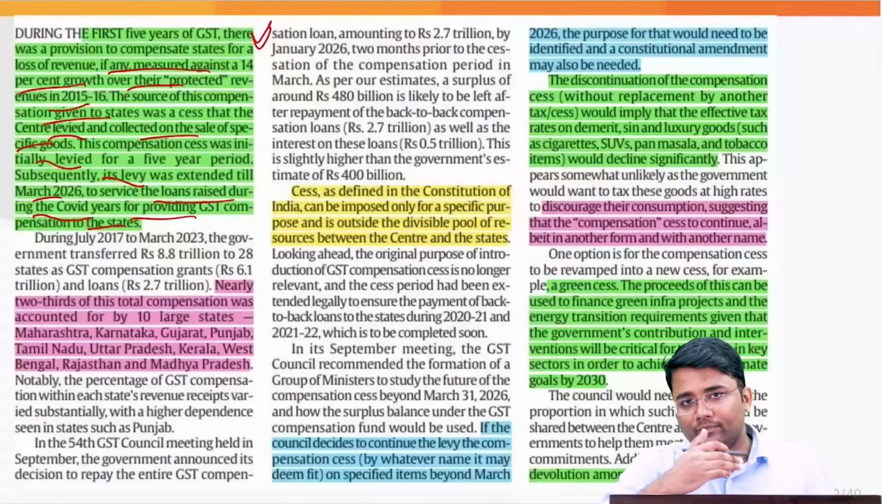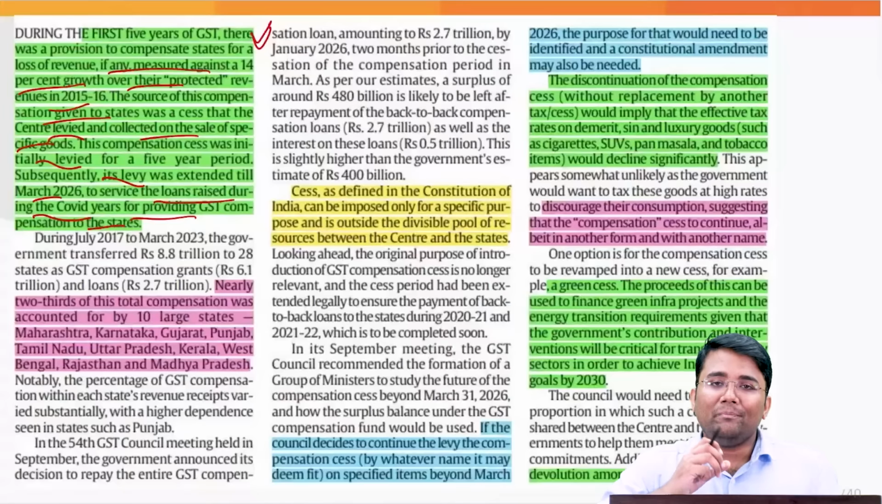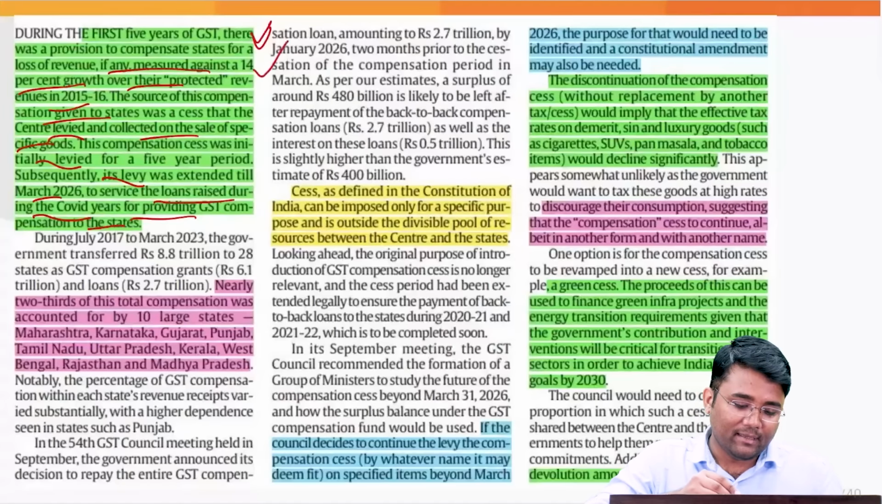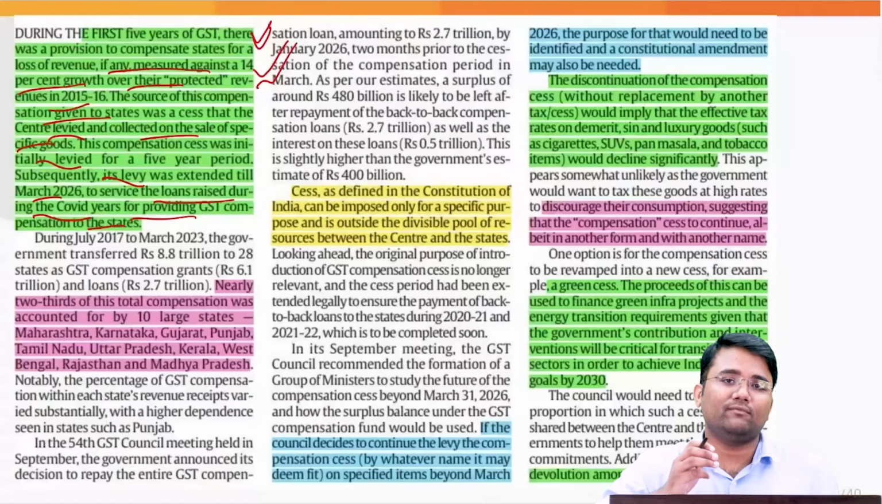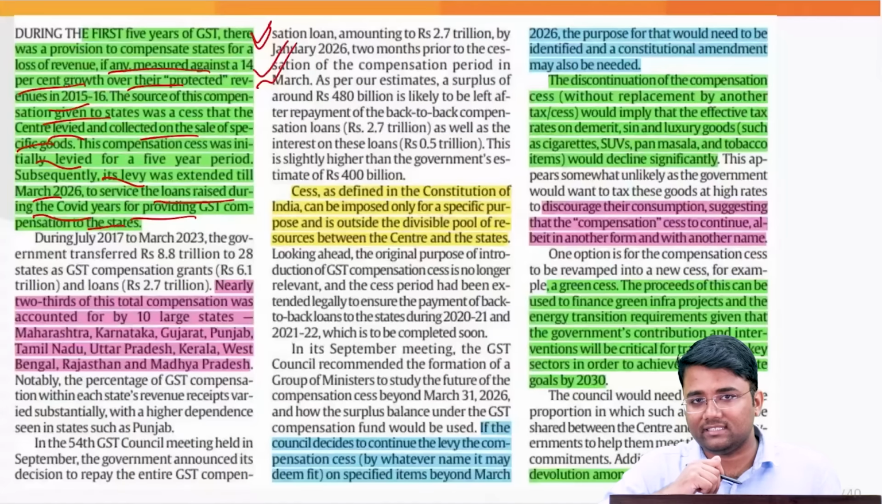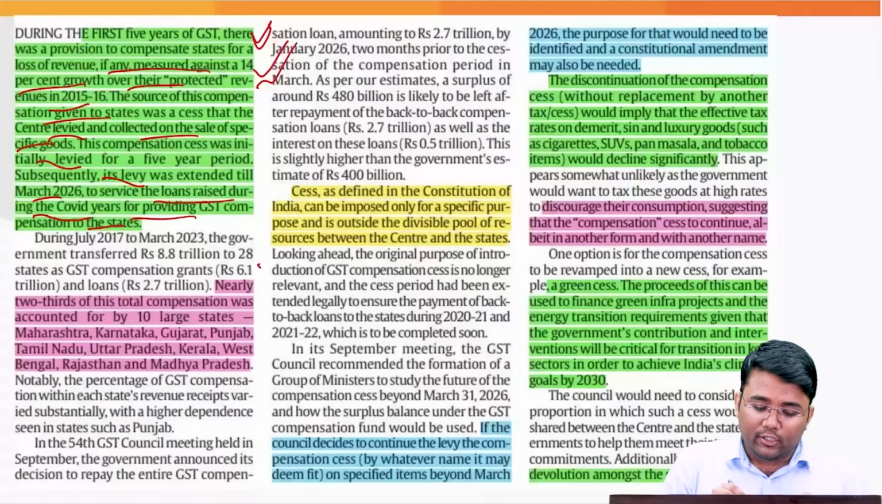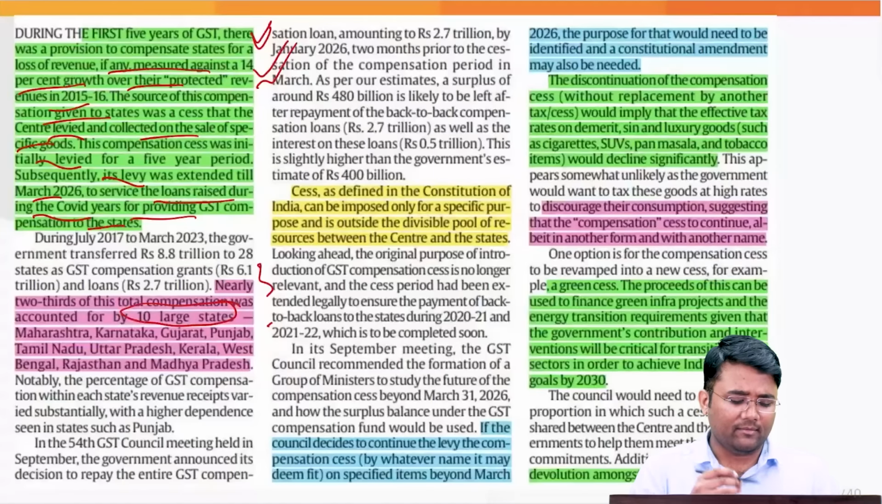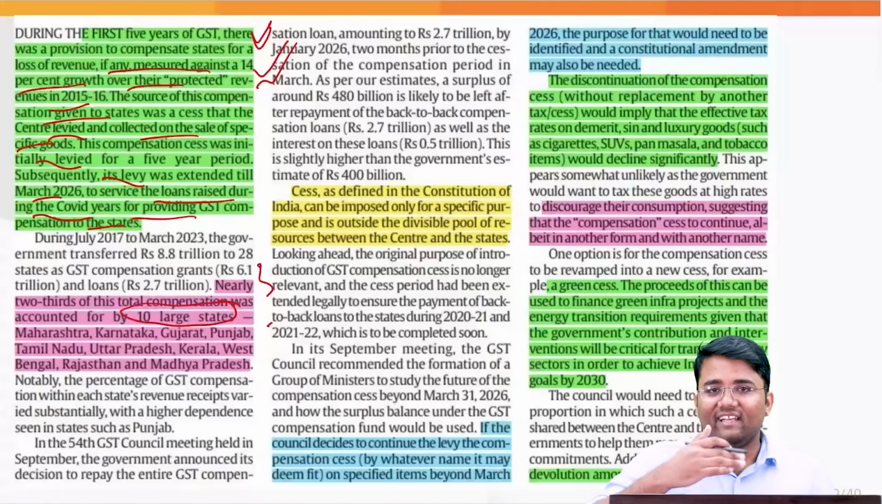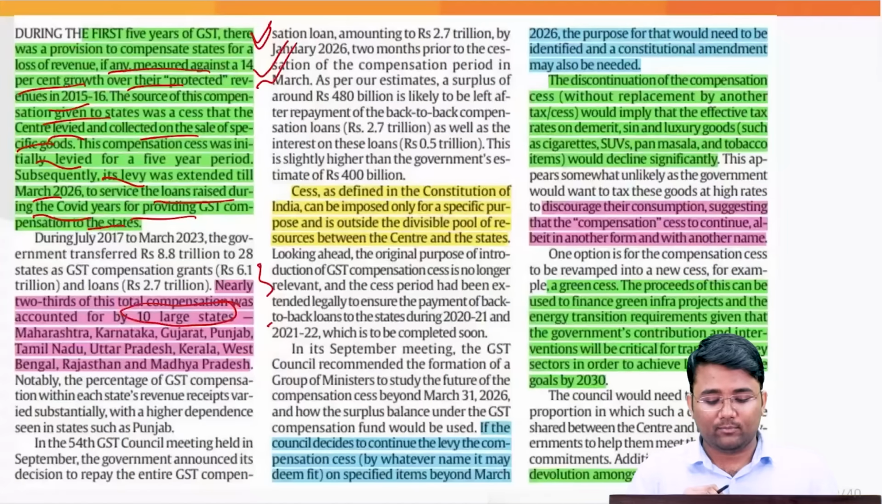And what is happening? When this GST was being implemented, it subsumed various state taxes also, for example VAT, luxury tax, etc. So to make the states ready, a GST compensation cess was promised to provide some support for the revenue foregone due to the implementation of GST. But what is happening? Nearly 2/3 of this total compensation cess was accounted for by 10 large states: Maharashtra, Karnataka, Gujarat, Punjab, Tamil Nadu, UP, Kerala, etc. And the rest of the states and union territories couldn't get a major chunk of this cess. So this distribution was not very even.